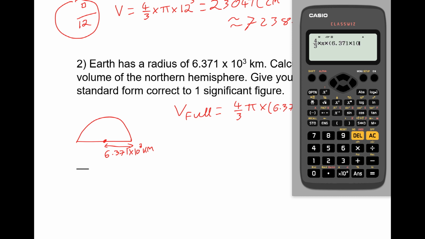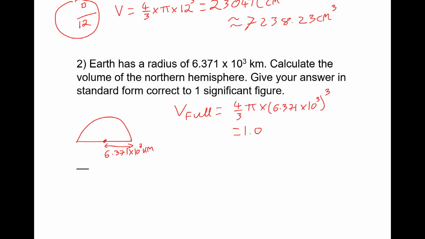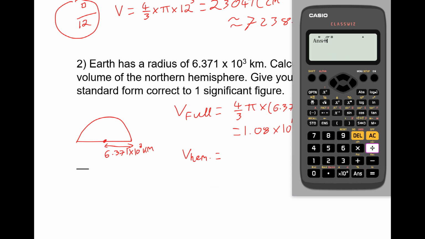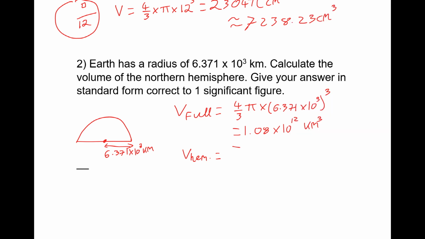6.371 times 10 to the 3 cubed. That gives me 1.08 times 10 to the 12, which we'll round at the end. So 1.08 times 10 to the 12 kilometers cubed. But if I only want the northern hemisphere, I divide this by 2. So we divide that by 2 and we get 5.42. Well, to one significant figure, you get 5 times 10 to the 11 kilometers cubed.